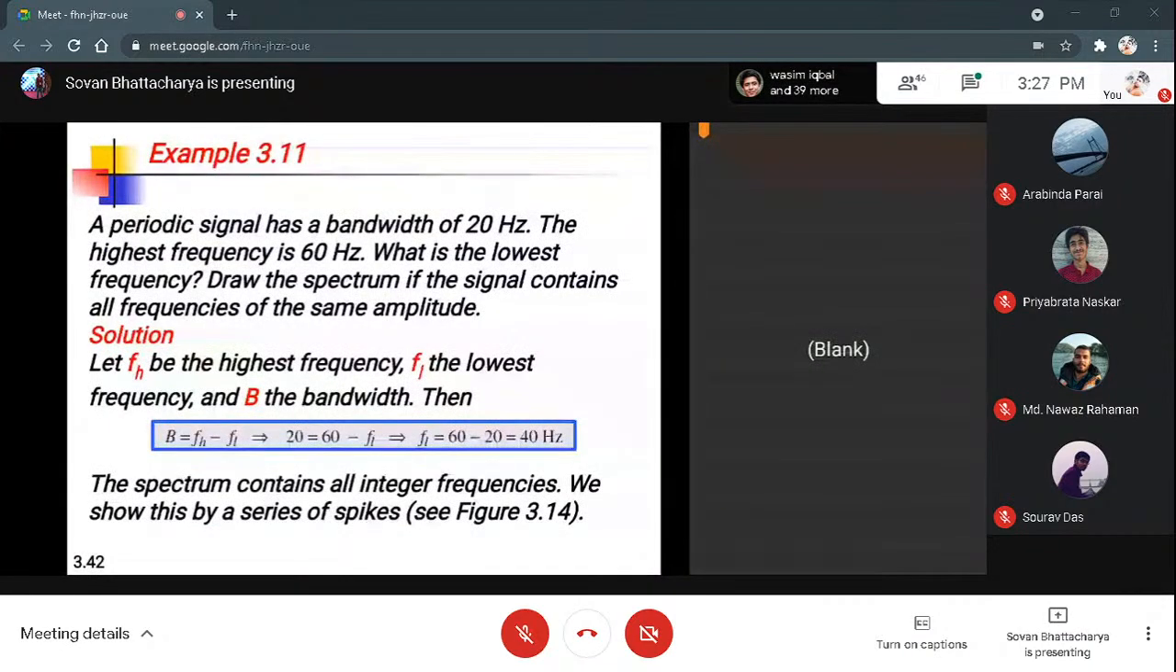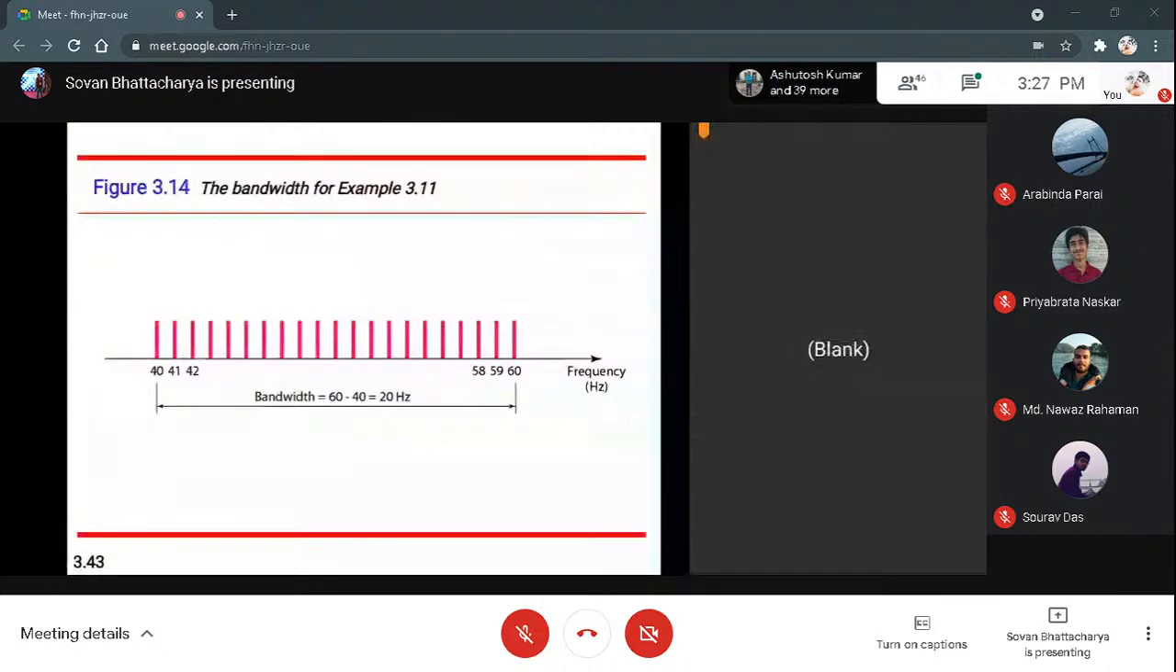Now second problem. A periodic signal has a bandwidth of 20 hertz. The higher frequency is 60. So what is the lower frequency? 60 minus 20, that is 40. And draw the spectrum of the signal, containing frequencies of the same amplitude. So this is an easy problem. Now draw the signal: 40, 41, up to 60.